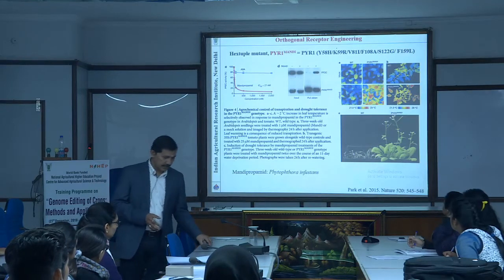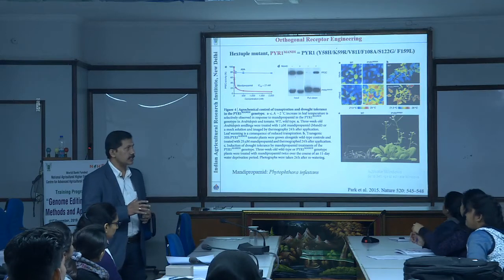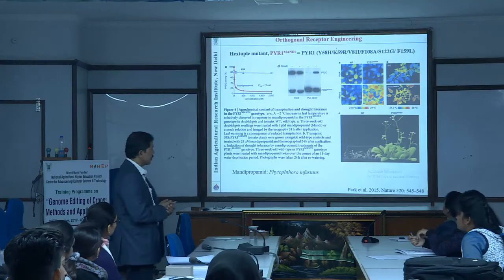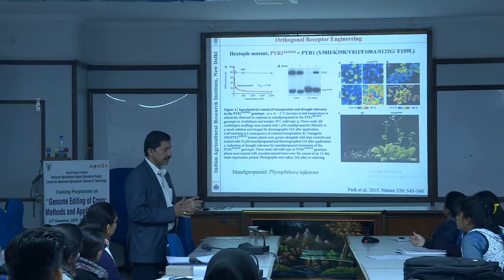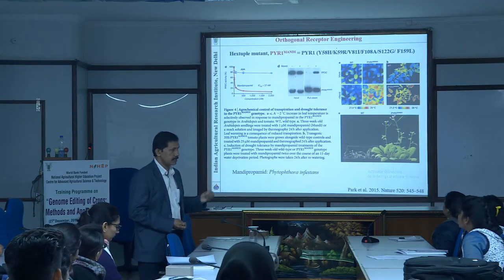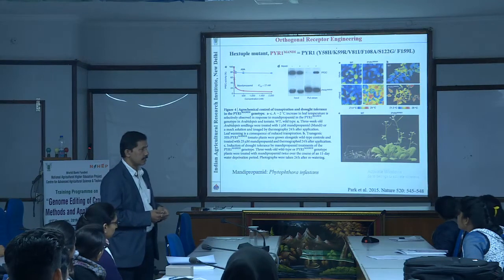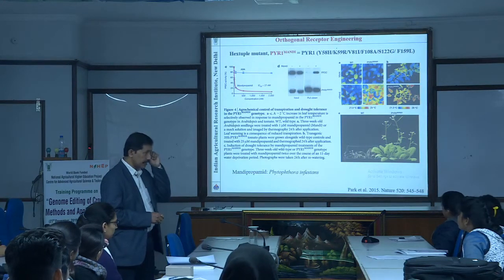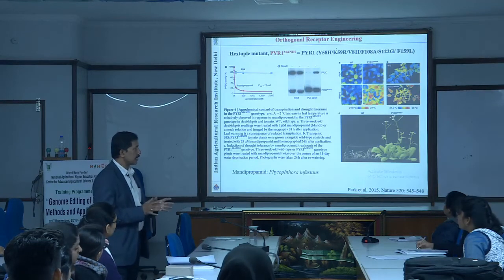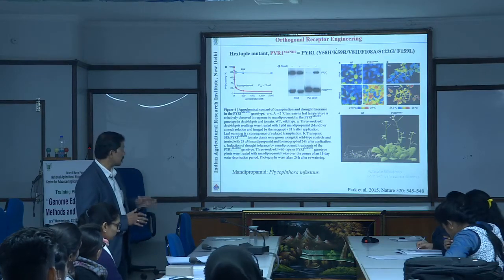So if you can identify a natural chemical, or a chemical that is normally used in agriculture, and if you can modify the ABA receptor to bind to that particular chemical, then you can easily identify a chemical which is readily available in the market, and you can just spray that, which is also cheap, and the ABA response can be mediated. This is possible with the engineering of the receptor, which are called orthogonal receptors.